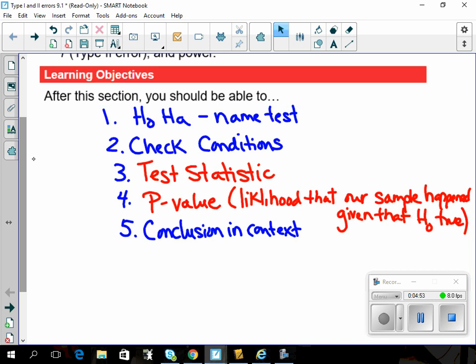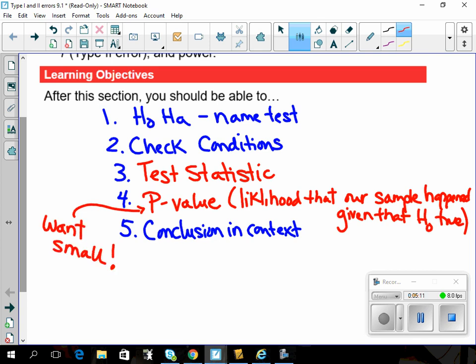What kind of a p-value are we looking for? A high p-value or a low p-value? We want a very small p-value, actually. And we'll talk about what small means. We're going to be doing a comparison. We're going to compare a p-value to a number to make a decision that will help us with our conclusion. So we're looking for a small p-value.